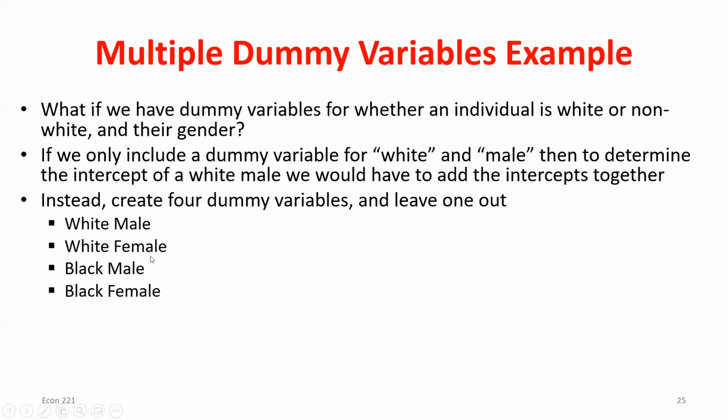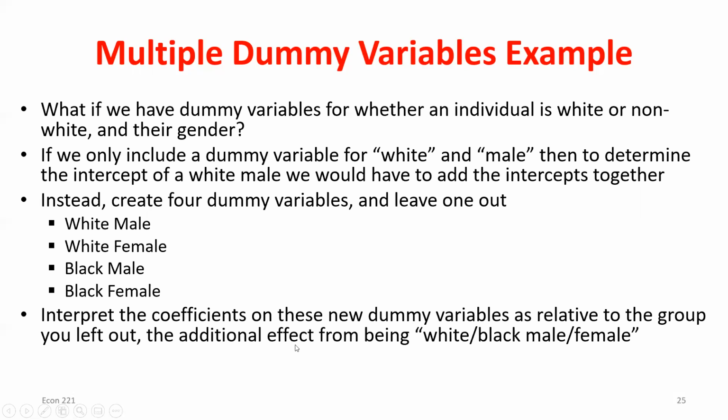So I create an indicator for, is the person a white male? 1 if they are, 0 if not. Are they white female? 1 if they are, 0 if not. If we only had white and black individuals, we could make this non-white, right? Male and then non-white female.